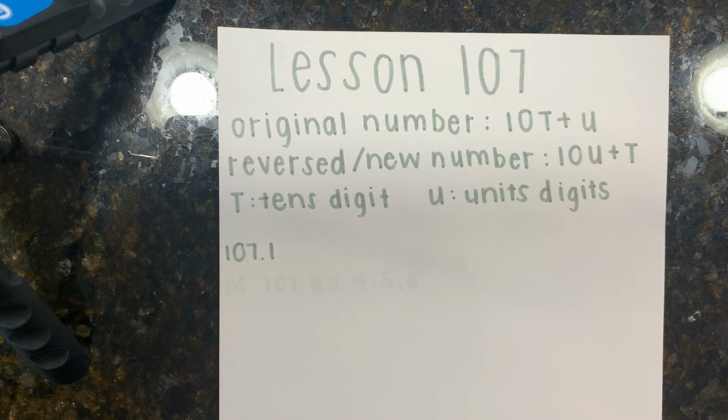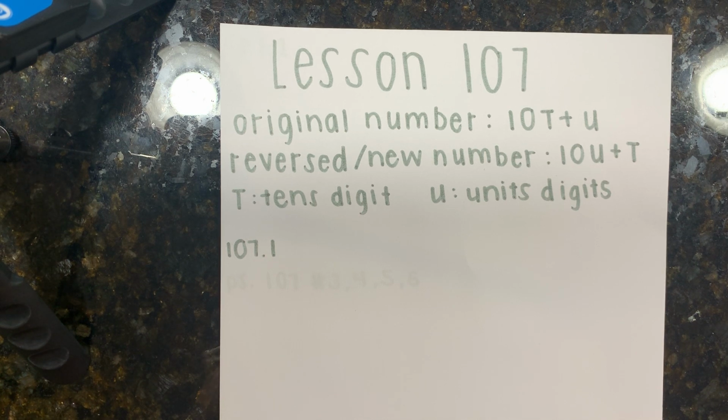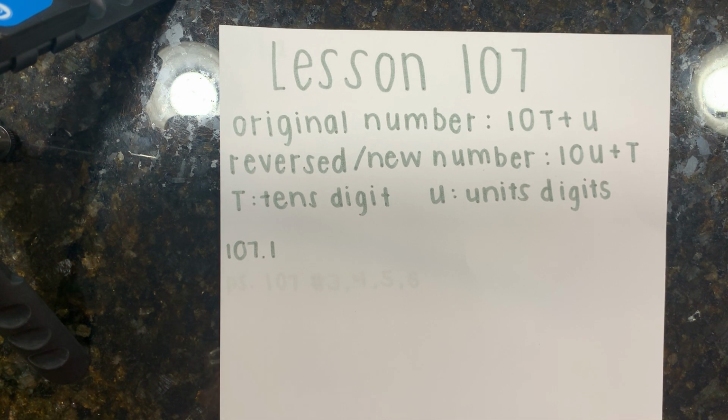Today we're going to be going over the new lesson 107. There are a couple of equations and formulas you need to know for this one, so this is something that I would definitely keep in my notes. Anytime the words original number come up, that's going to be 10t plus u. And anytime they say reversed or new number, you're going to use the formula 10u plus t. Those are two very important things that are a part of this lesson that you have to know, so make sure that you write these down in your notes.